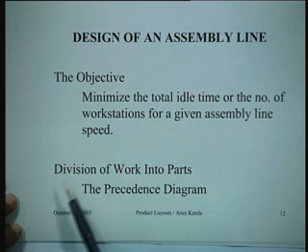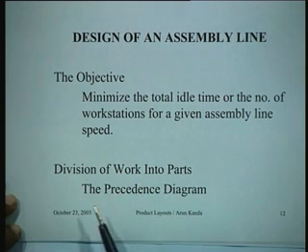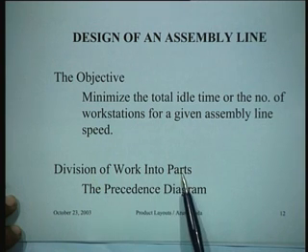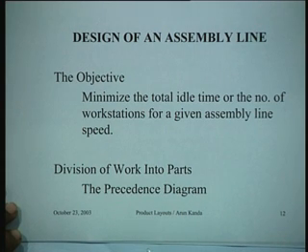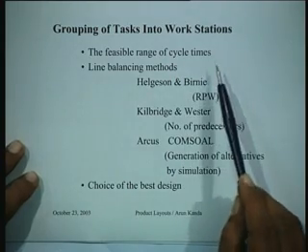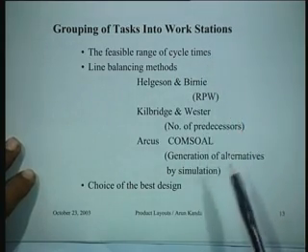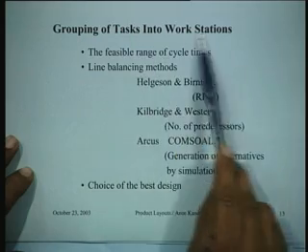And the basic information that we have at our disposal in such a situation is that we are dividing the work into parts, and this division is known as the precedence diagram. So the precedence diagram is basically a projection of what are the components or the parts that have to be done in the overall product and in what particular sequence. Once we have done this development of tasks, the basic design of the assembly line is actually done by grouping the tasks into workstations.